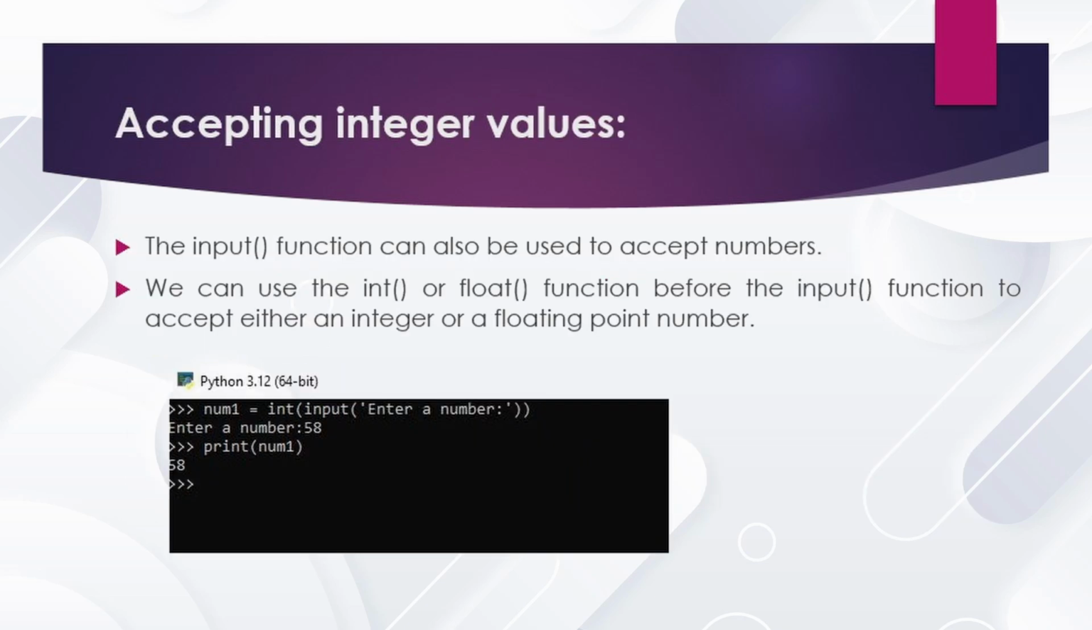The input function can also be used to accept numbers. This can be done by converting the value of the variable into int or float. We can use the int or float function before the input function to accept either an integer or a floating point number. In this example, the user gives the input 58 when prompted to enter a number, which is then converted to integer using the int function and stored in the variable num1, which is later displayed on the screen.